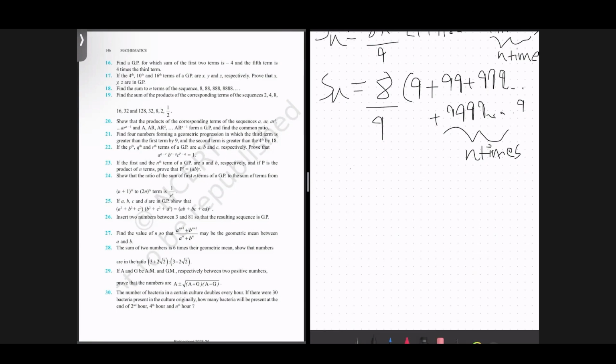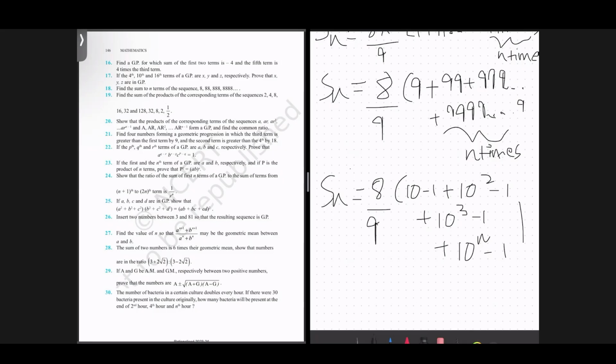So what I mean by expressing each term in the bracket as 1 less than a power of 10 is expressing the terms inside the bracket as something like 10 minus 1, and 99 can be written as 10 square, which is 100, minus 1. 999 can be written as 10 cube minus 1, and n times 9 can be written as 10 raised to the power n minus 1. Correct. I've done nothing. I've just subtracted 1 from each power of 10, and that is what I'm left with.